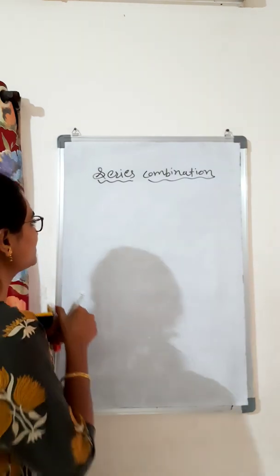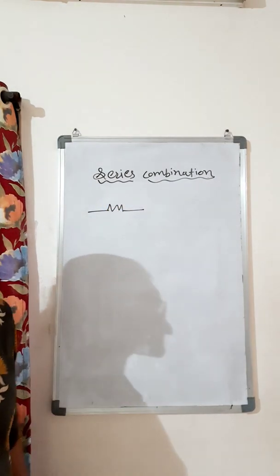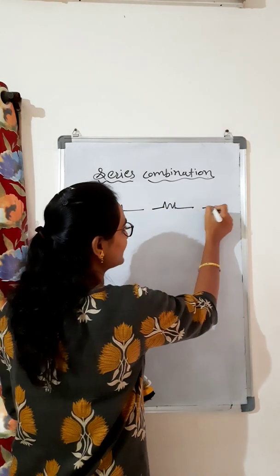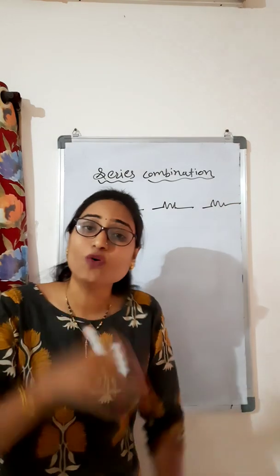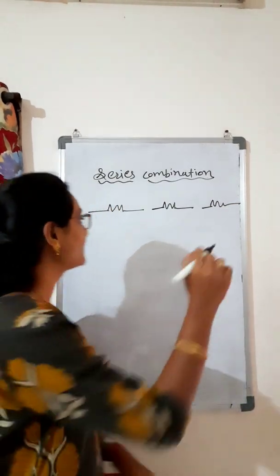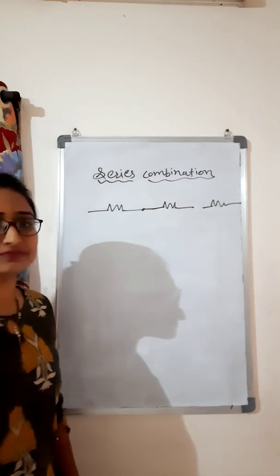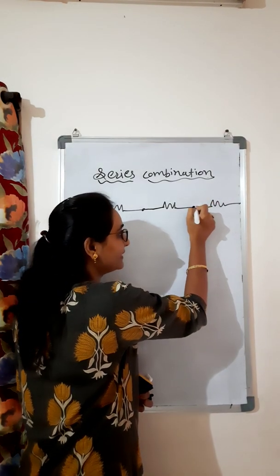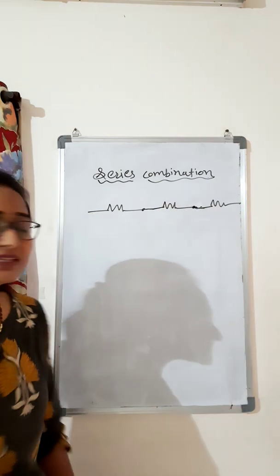Like if this is one resistance I have, you know the symbol of resistance is this. This is another resistance I have, and this is another resistance I have. These 3 resistances I have. So how will I connect those 3 resistances? This end I will connect to this end here, this end I will connect to this end here. And this combination is called series combination.